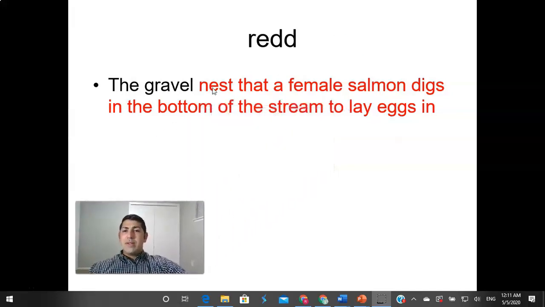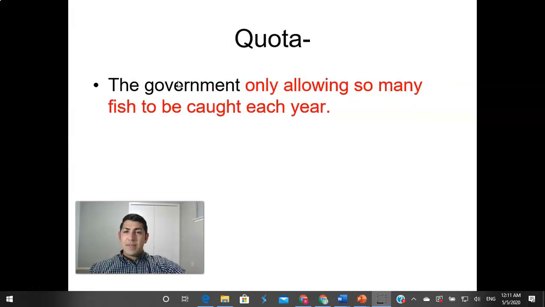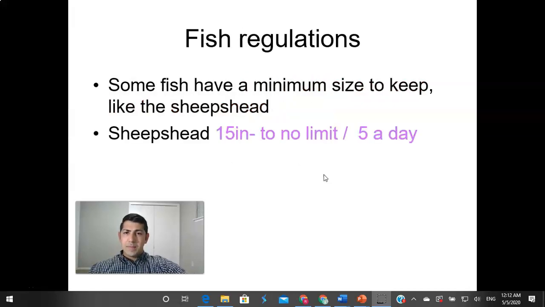Next, we have a redd. A redd is the gravel nest that a female salmon digs in the bottom of the stream to lay eggs in. Next, we have a quota. The quota is the government only allowing so many fish to be caught per year. When we were talking about the orange roughy in last week's video, there's usually a quota where fishermen can only take a certain amount of tons of fish, so that they're not overfishing that species.